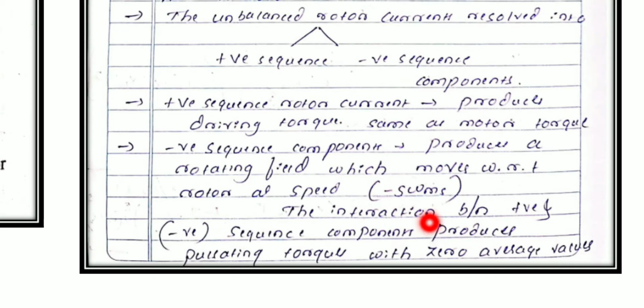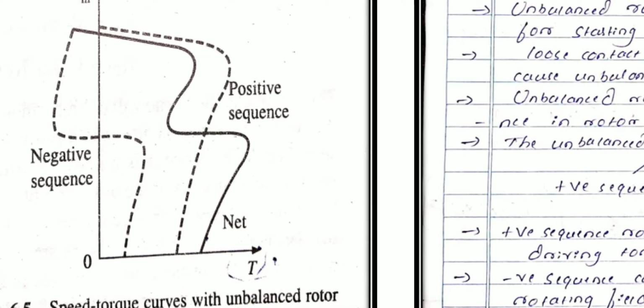Then the interaction between the positive and negative sequence components, getting my point? The interaction between the positive and negative sequence components produces a torque that is pulsating in nature. So due to this pulsating nature of the torque, what will happen? The pulsating torque results in the motor torque being reduced substantially. Getting my point? Due to the pulsating nature of the torque, the motor torque Tm is reduced. Getting my point?